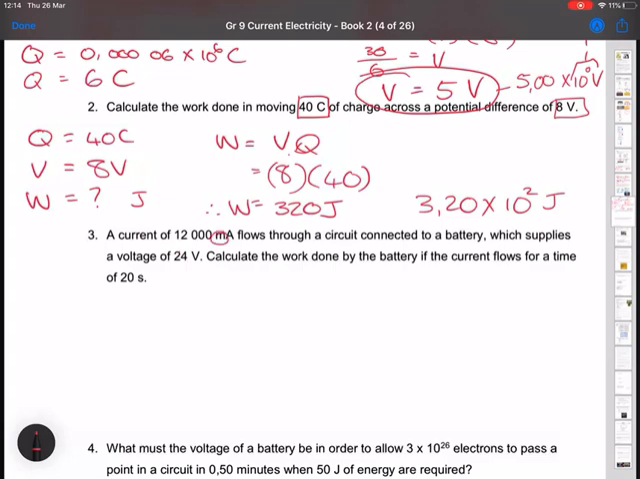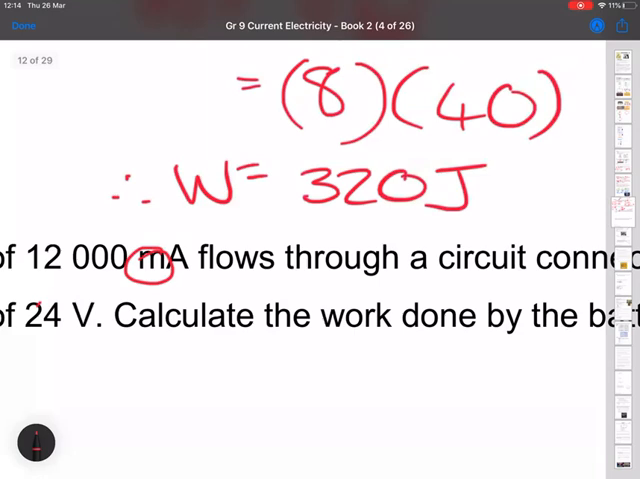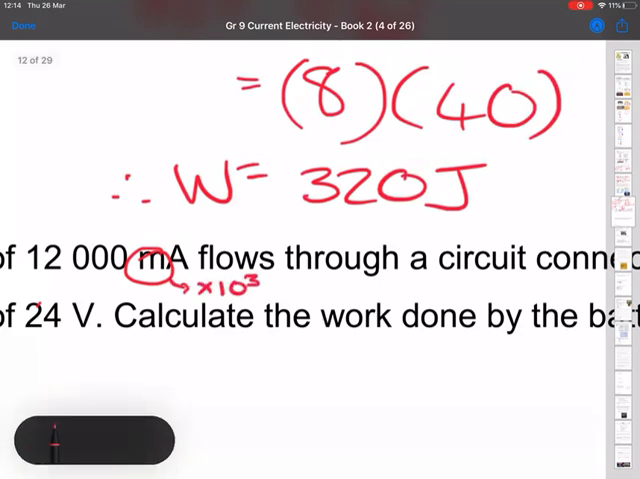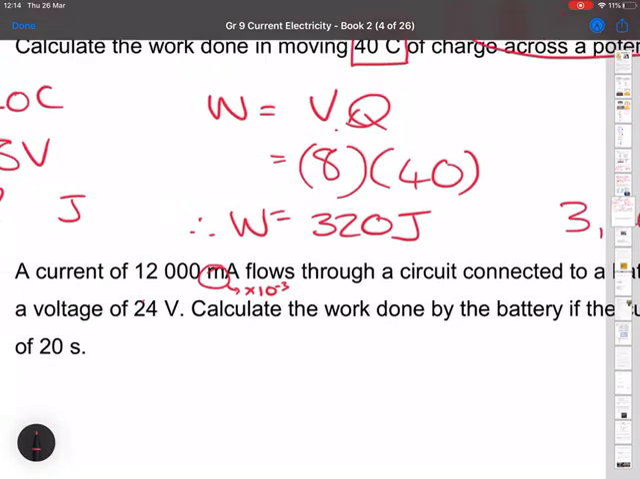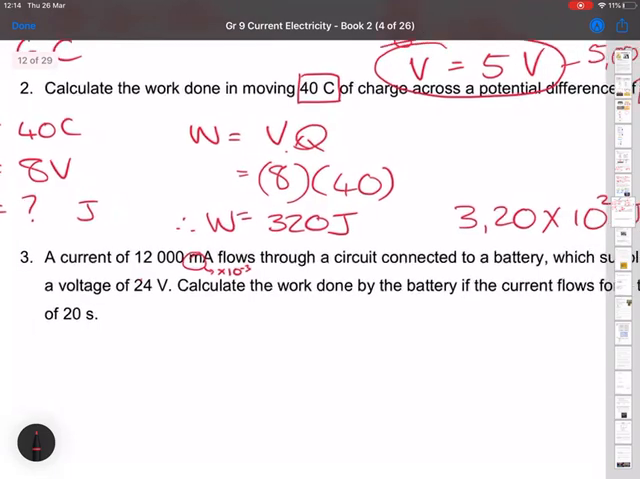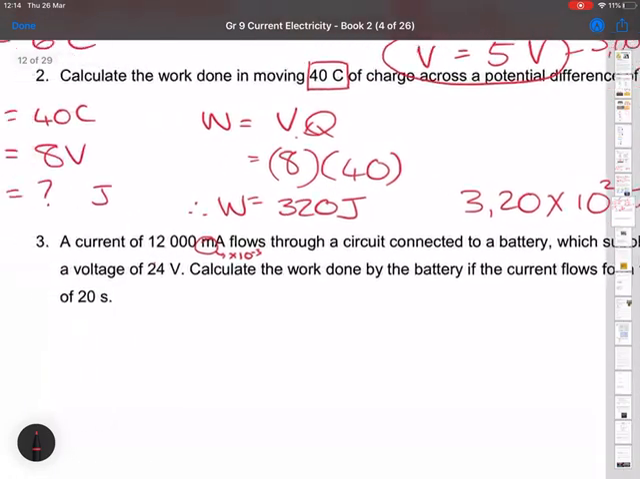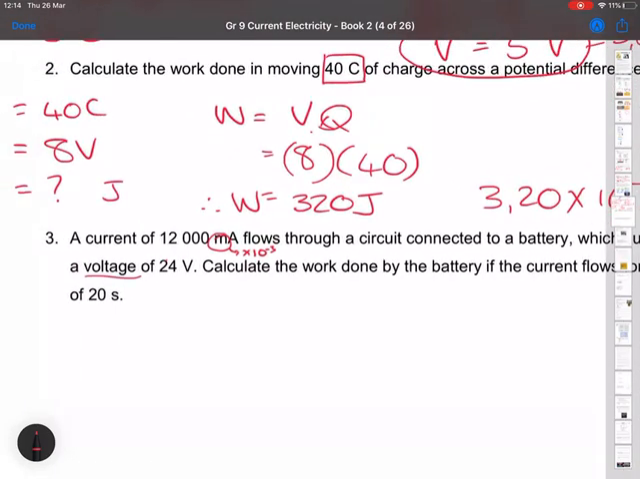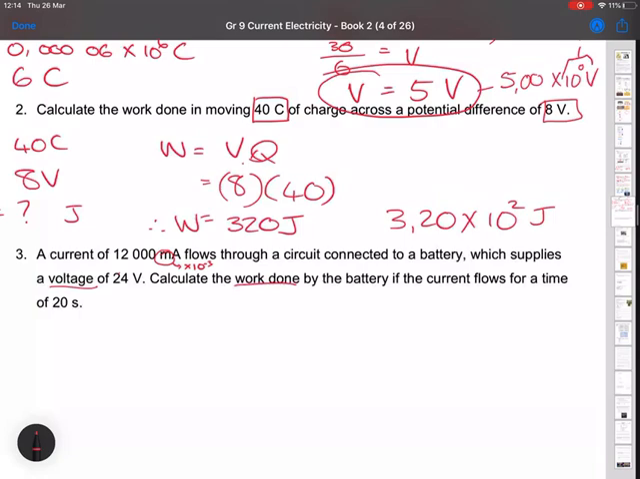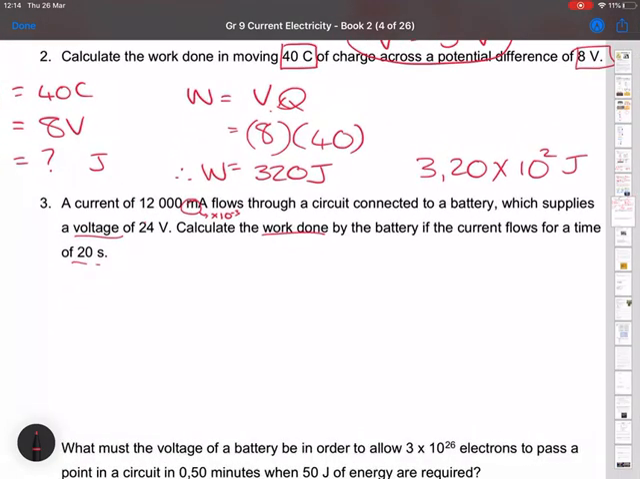Number 3, a current of 12,000 milliamps. Hope you remember milli means times 10 to the minus 3. Not positive 3, 10 to the minus 3. Okay, so we've got a current of 12,000 milliamps flowing through a circuit connected to a battery which supplies a potential difference, a voltage of 24 volts. Calculate the work done by the battery if the current flows through a time of 20 seconds.